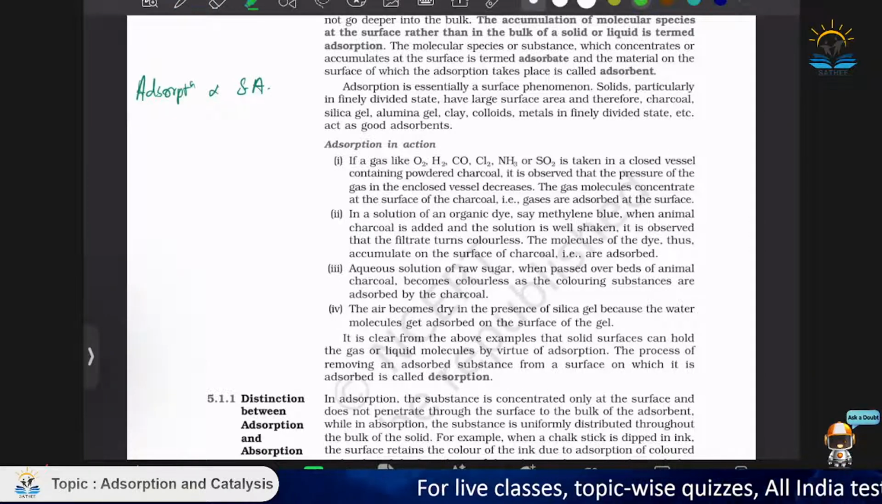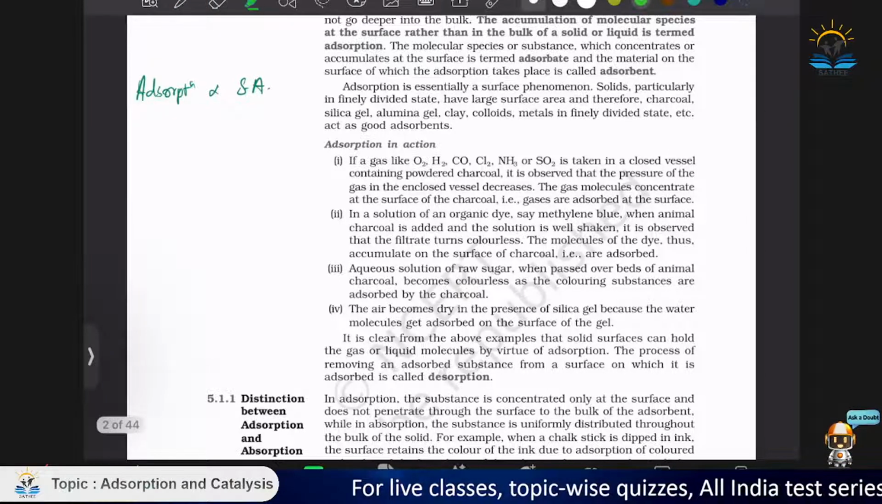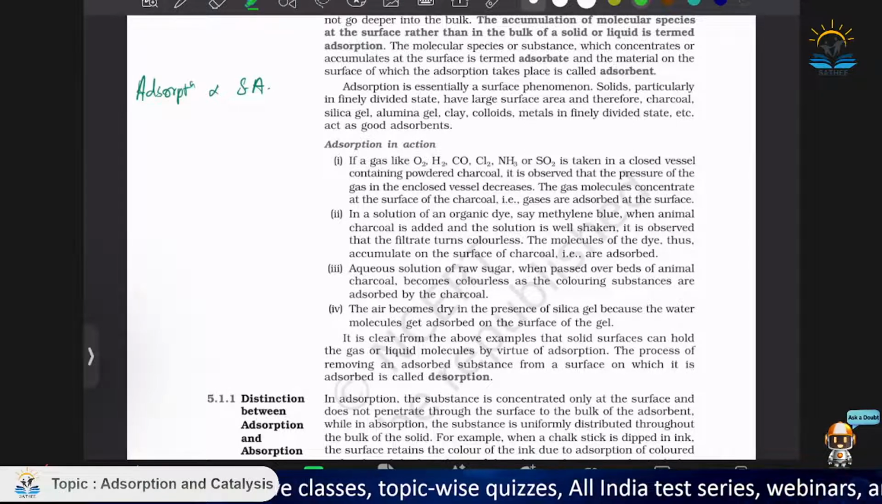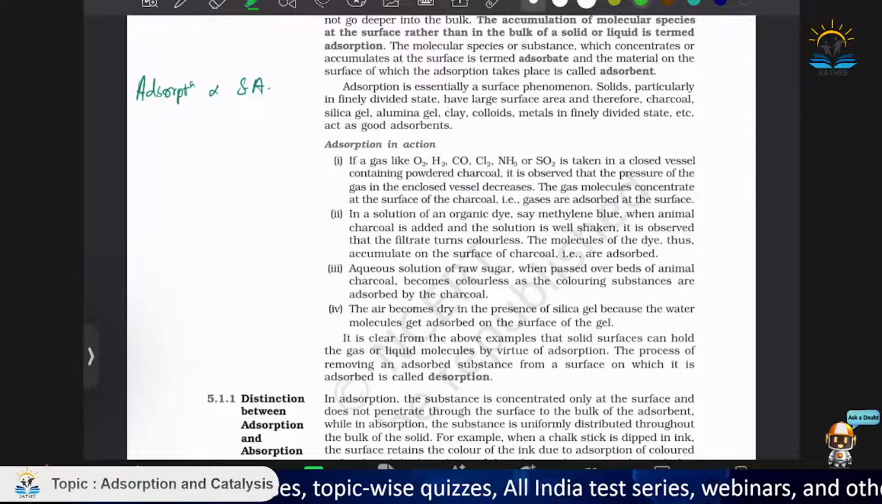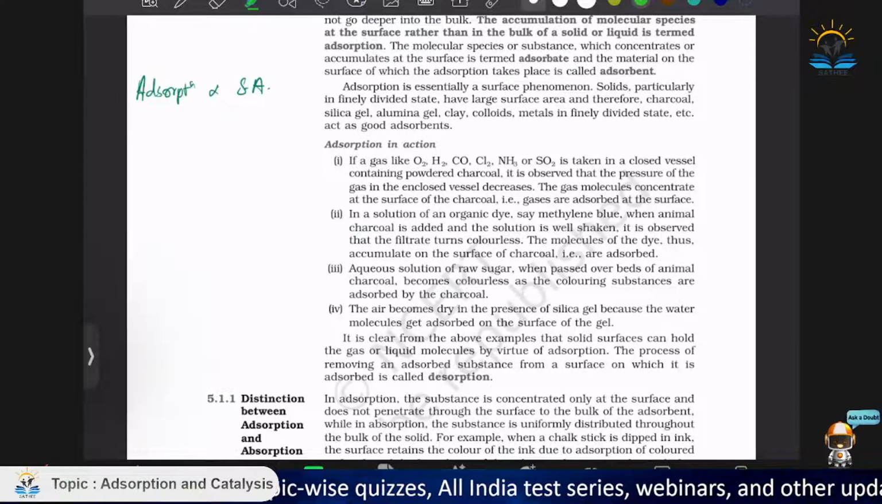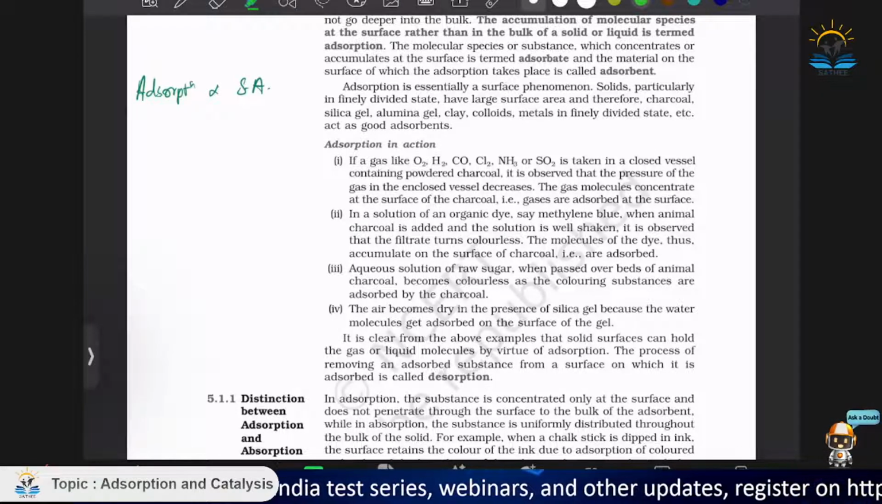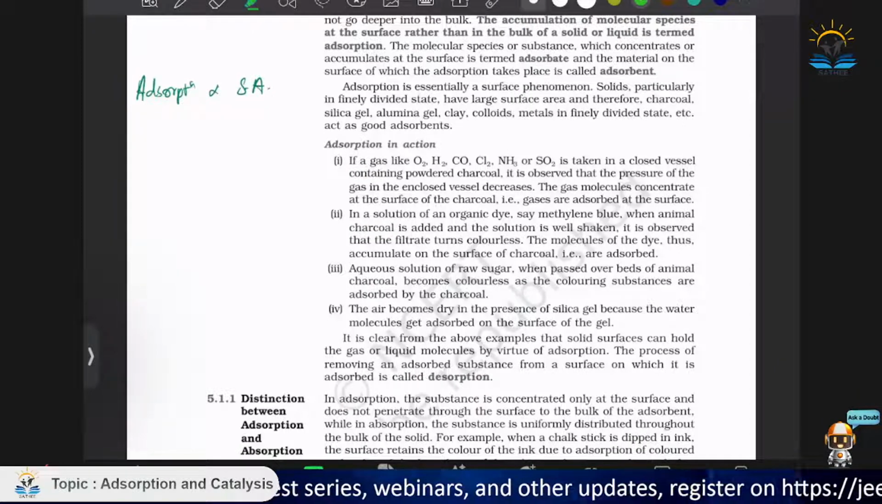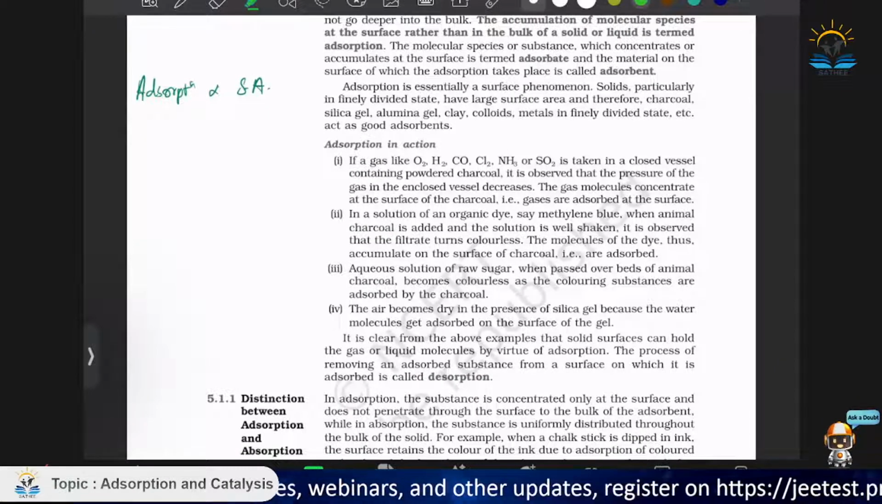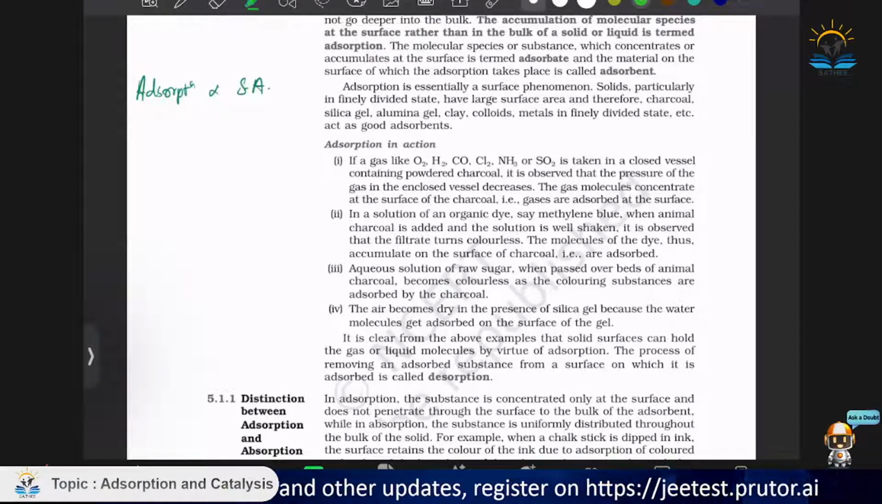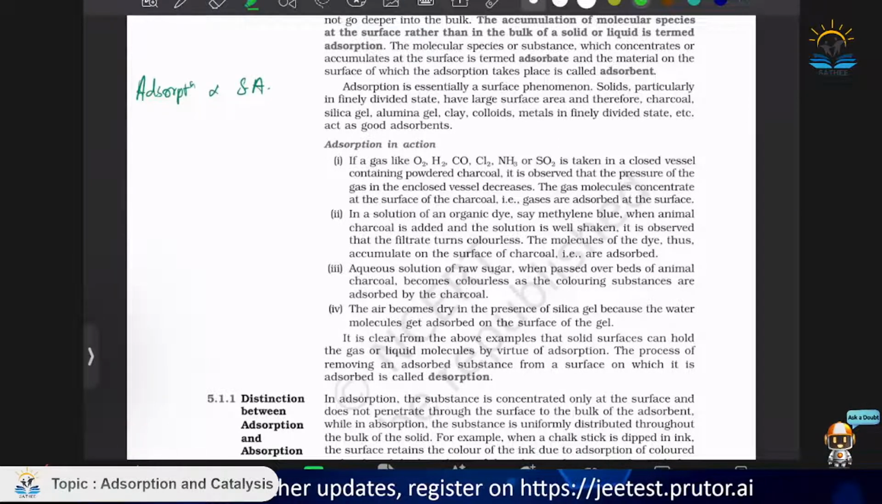Adsorption in action, some practical examples which usually come as questions. Don't miss any point in chapters like these, because these usually don't contain a lot of numericals. So these small one-liner points can come as questions in JEE Main, and you should not miss these questions because they are easy to score. You just have to read the NCERT completely.